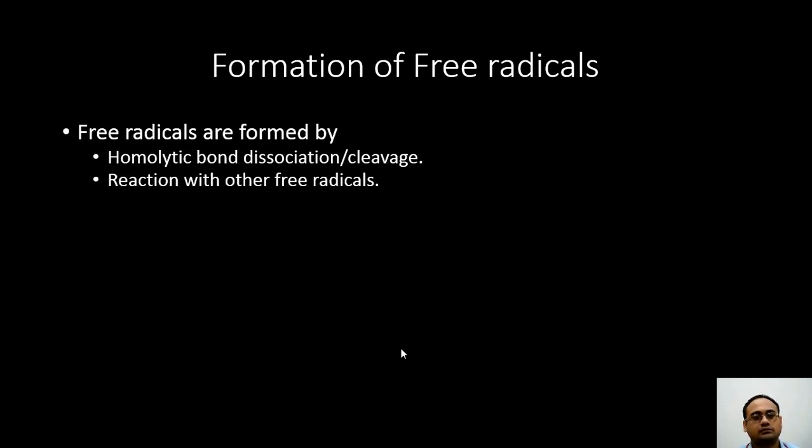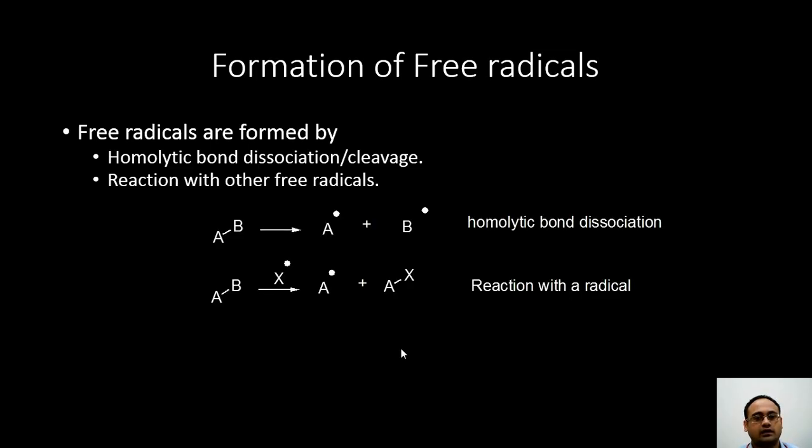Free radicals are formed mostly by bond dissociation, and bond dissociation is of two types that we have studied earlier, homolytic and heterolytic. It is the homolytic bond dissociation process that leads to the formation of free radicals. And free radicals can also be formed by reactions of free radicals with other compounds. So in this first example, which is homolytic bond dissociation, the bond between atoms A and B is breaking to give us two radicals. But in the other example, a radical is reacting with a normal molecule to give us another radical. So the radical character of X is getting transferred to A.